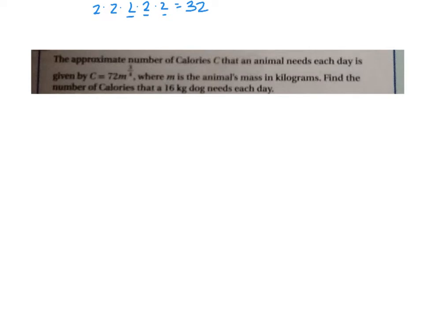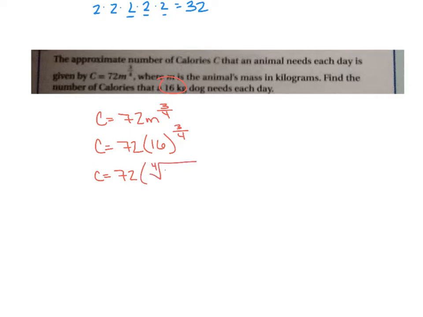So the approximate number of calories C that an animal needs each day is given by C equals 72 m raised to the 3/4, where m is the animal's mass in kilograms. Find the number of calories that a 16-kilogram dog needs each day. So we're given this formula where m equals mass, and it tells us the mass is of a 16-kilogram dog. So we put C equals 72. We're substituting or evaluating, so 16 goes in parentheses, and that's raised to the 3/4 power. That 3/4 power only goes with the 16 because it's right outside the 16. So then once we find that, we're going to multiply by 72 because you have parentheses. So remember, the denominator outside the radical, 16 underneath, in parentheses, and that whole thing is raised to the 3rd.